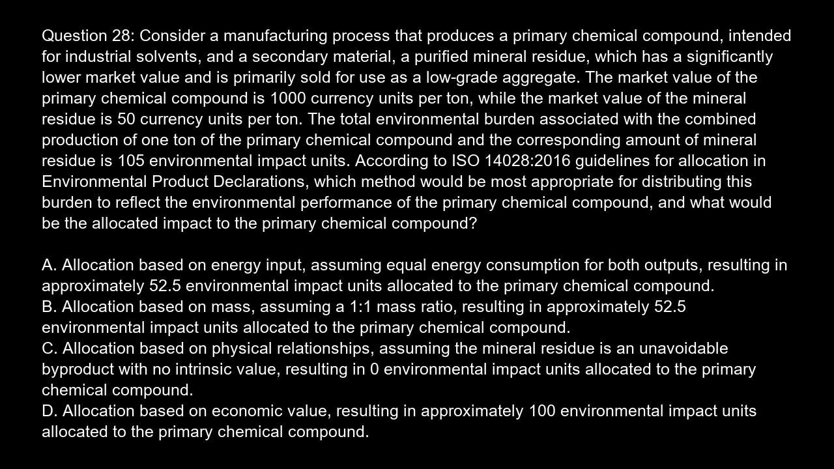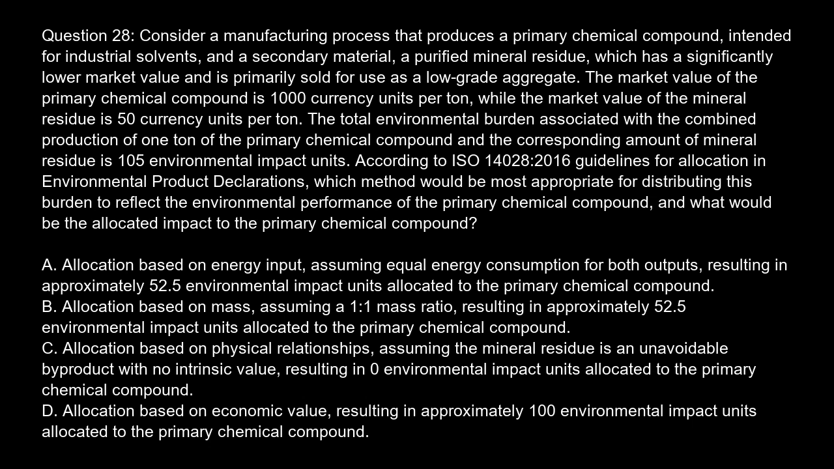According to ISO 14028-2016 guidelines for allocation in environmental product declarations, which method would be most appropriate for distributing this burden to reflect the environmental performance of the primary chemical compound, and what would be the allocated impact to the primary chemical compound? Option A. Allocation based on energy input, assuming equal energy consumption for both outputs, resulting in approximately 52.5 environmental impact units allocated to the primary chemical compound.